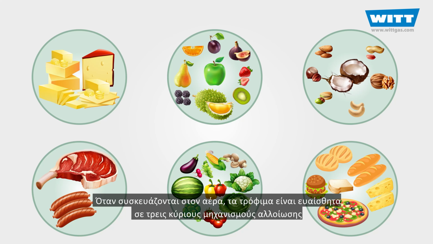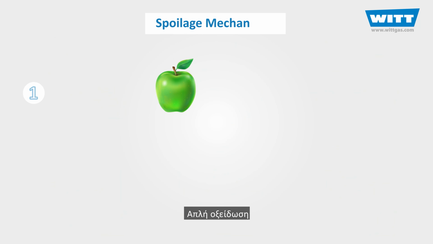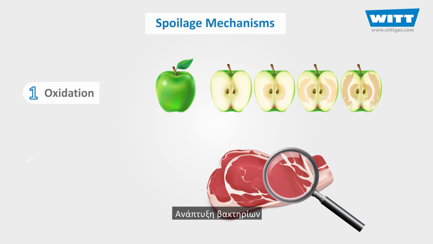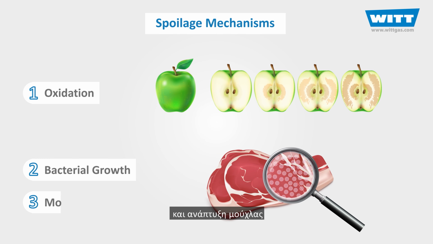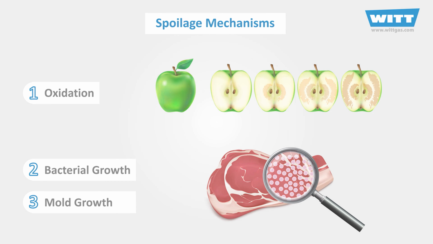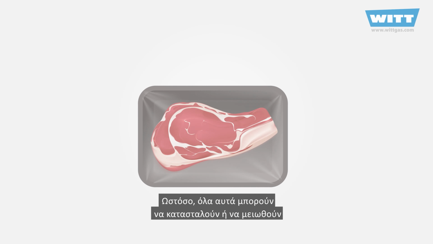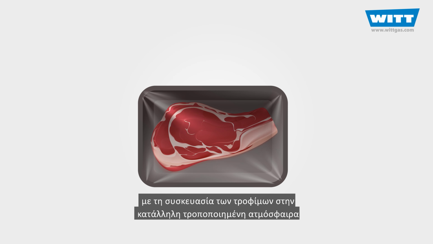When packed in air, food is susceptible to three main spoilage mechanisms: simple oxidation, bacterial growth, and mold growth. However, all of these can be suppressed or reduced by packaging the food in the appropriate modified atmosphere.